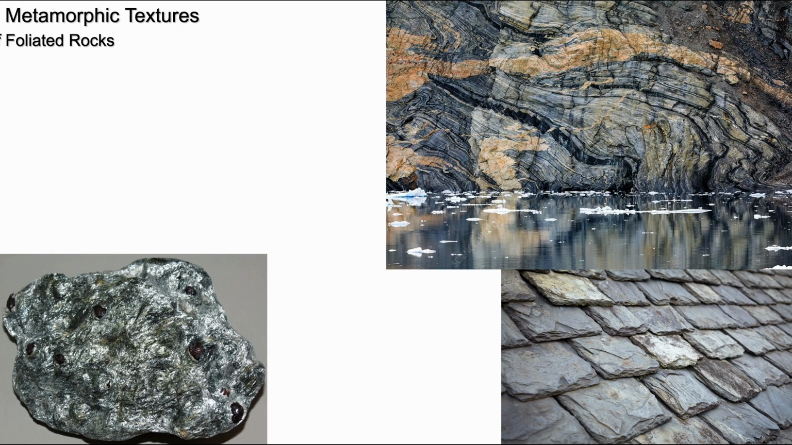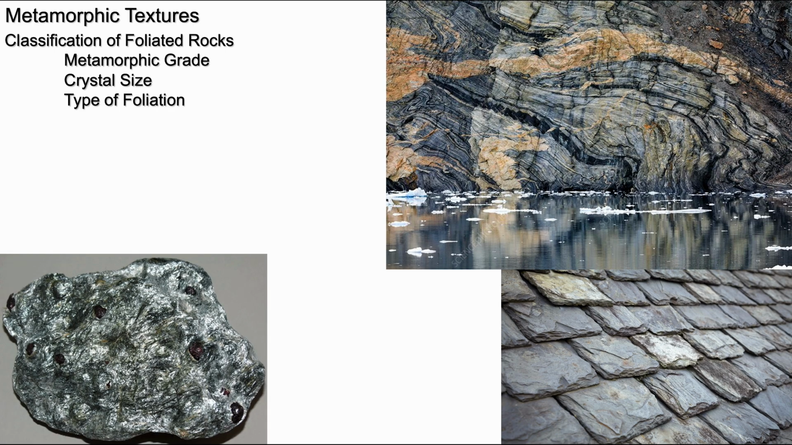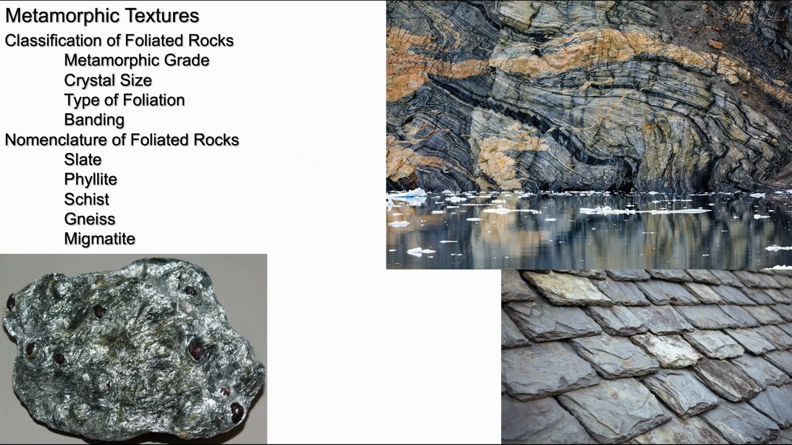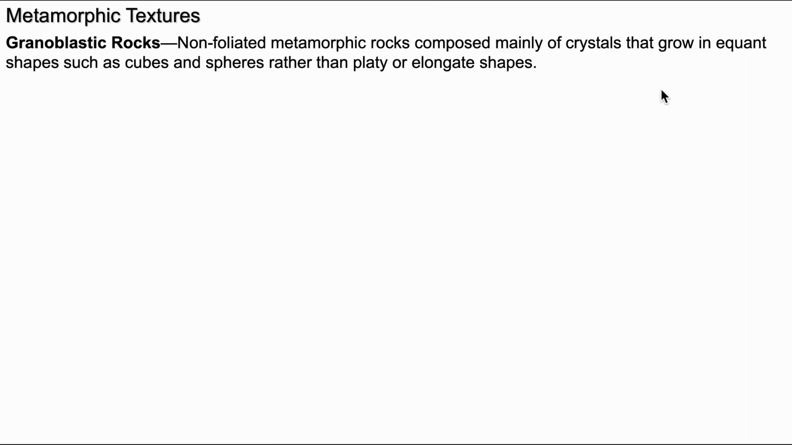So these metamorphic textures provide us with a means to classify foliated rocks. They define metamorphic grade, crystal size, type of foliation, and banding. The nomenclature of foliated rocks is going to be slate, phyllite, schist, gneiss, and migmatite. And here we have the end members: slate, schist, and migmatite.